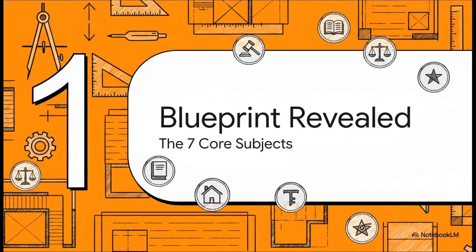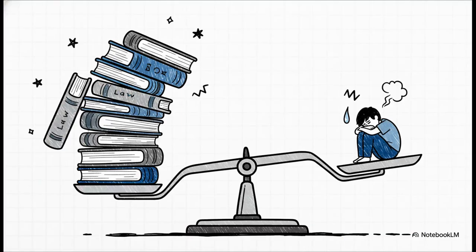Section 1. The Bar Exam Blueprint Revealed, the 7 core subjects. Let's pull back the curtain on the fundamental blueprint of the multiple choice exam. So the official guide tests the classic 7 core subjects: civil procedure, constitutional law, contracts, criminal law and procedure, evidence, real property, and torts. Now, I know, you probably knew that already, but here's the real secret to passing.